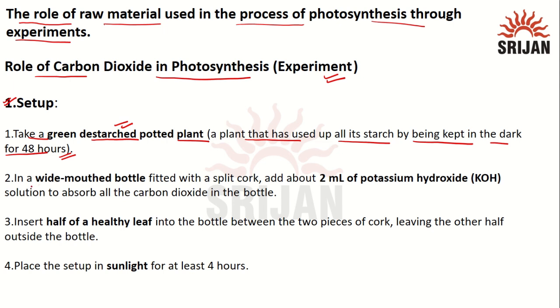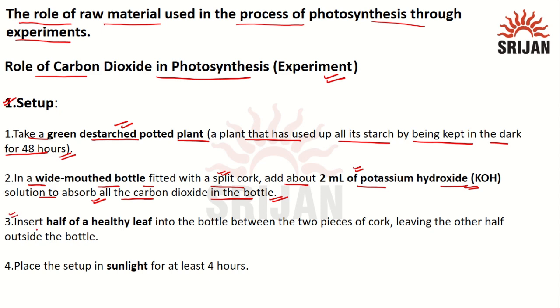Then in the second step, in a wide mouth bottle fitted with a split cork, add 2 ml of potassium hydroxide solution to absorb all the carbon dioxide in the bottle. So in the second step, we have to take a wide mouth bottle fitted with a split cork, and in that bottle we have to add 2 ml of potassium hydroxide solution which absorbs all carbon dioxide in the bottle.